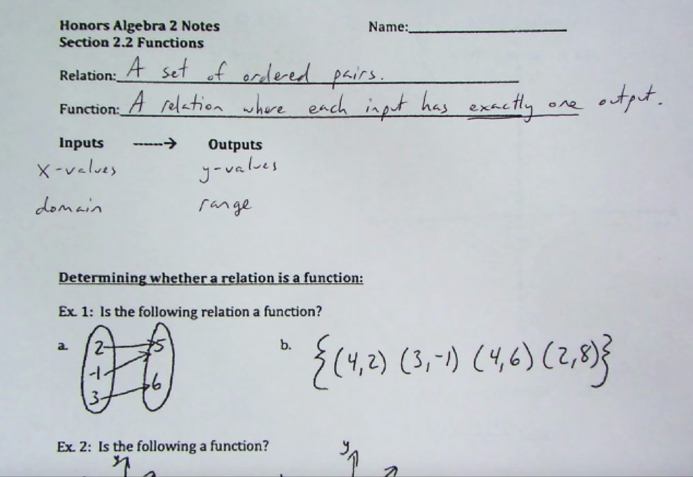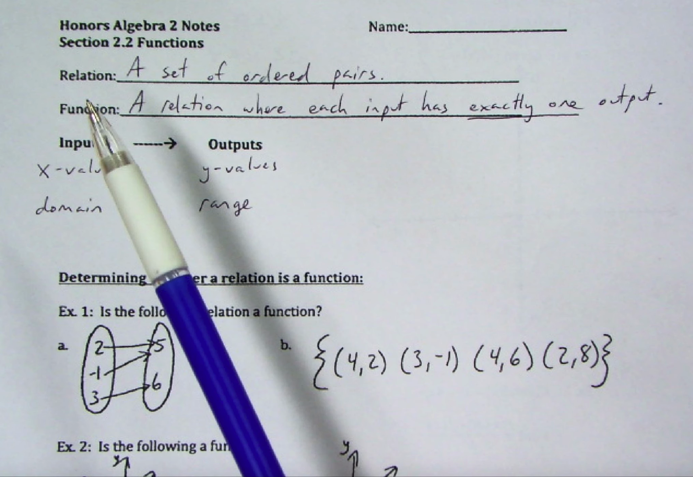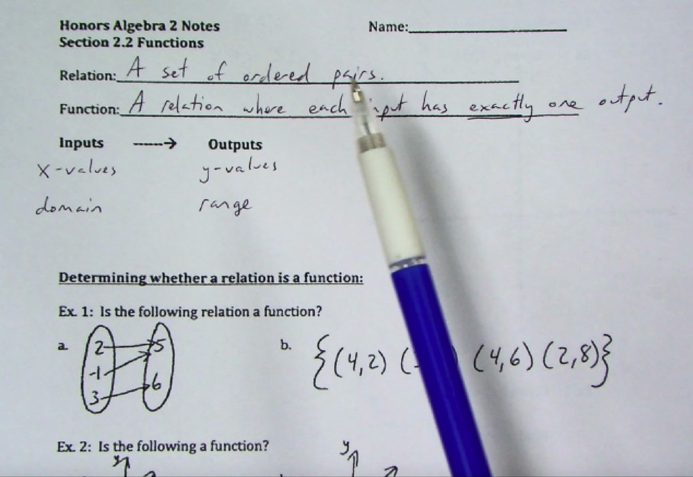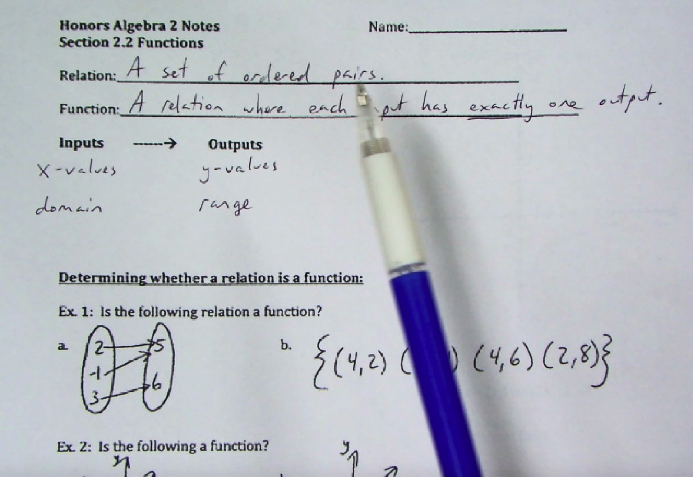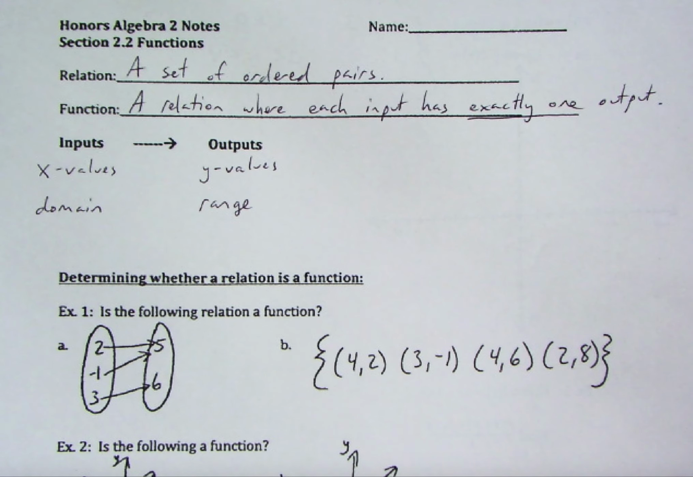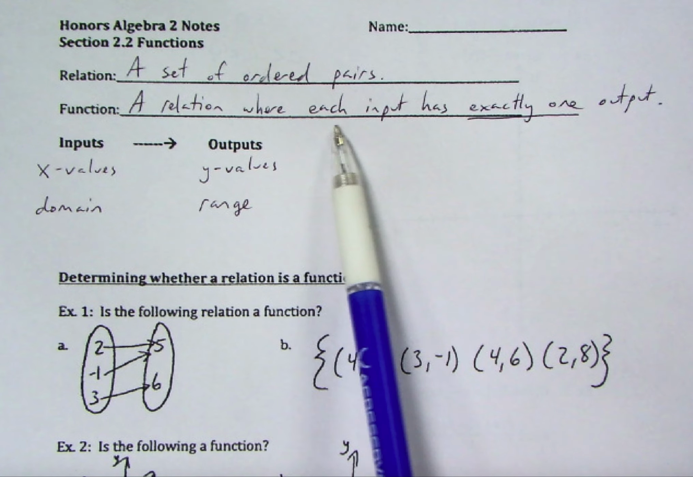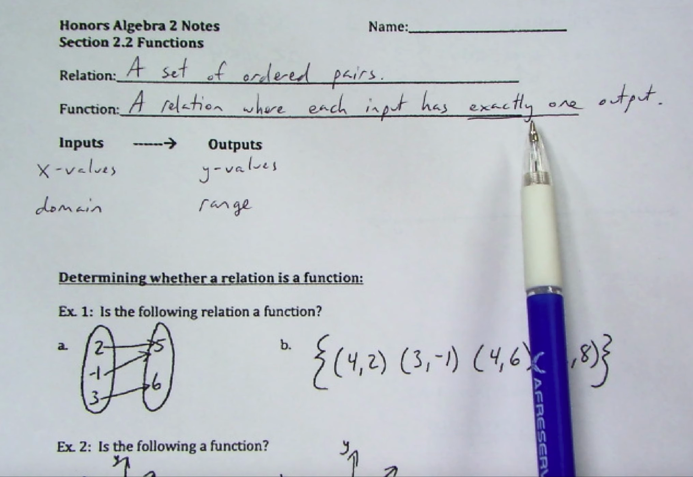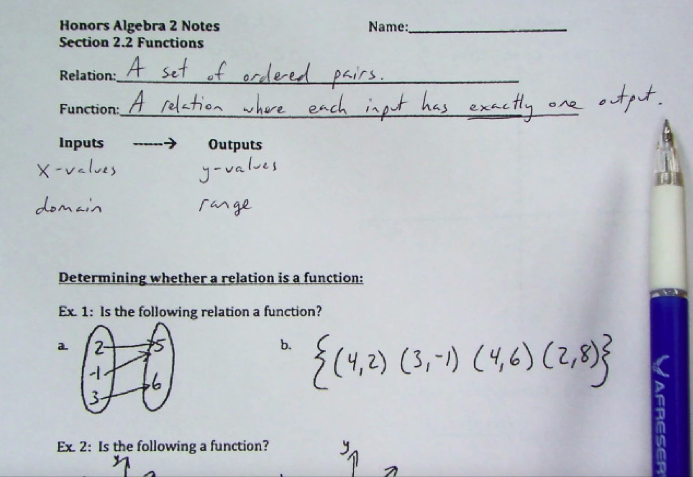I have some terminology and vocab here that you might want to jot down. In general, a relation is a set of ordered pairs. Just a bunch of x's and y's is a relation. There's nothing special about them. But a function has something very special about it. A function is a relation, a set of ordered pairs, but the special thing about a function is each input has exactly one output.